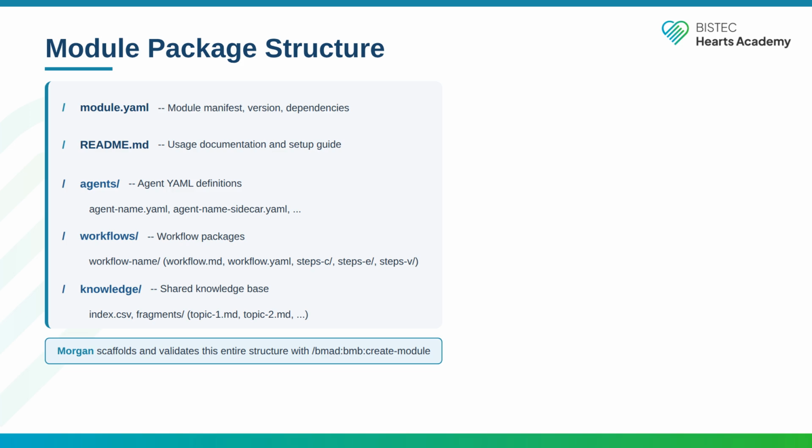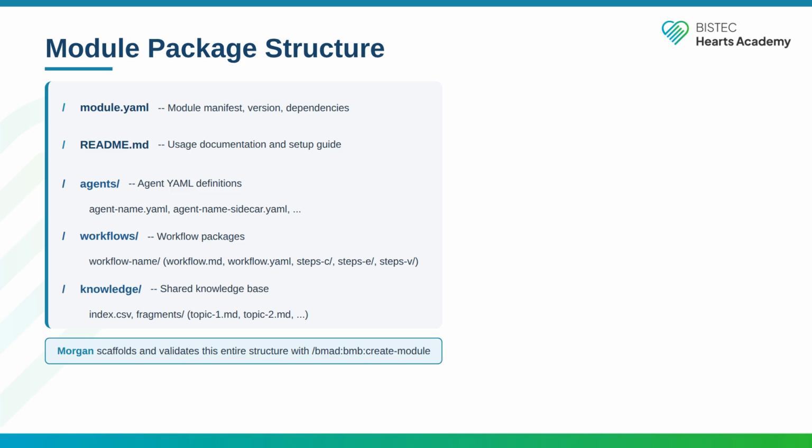This should be written as if someone else will use your module, because that is the entire point of packaging. The agents directory contains agent YAML definitions. Each agent has its main YAML file and an optional sidecar YAML file. Your custom agent from week 1 goes here. The workflows directory contains workflow packages. Each workflow is a subdirectory with the full package structure: workflow MD, workflow YAML, steps C, and steps V. Your custom workflow from week 2 goes here.